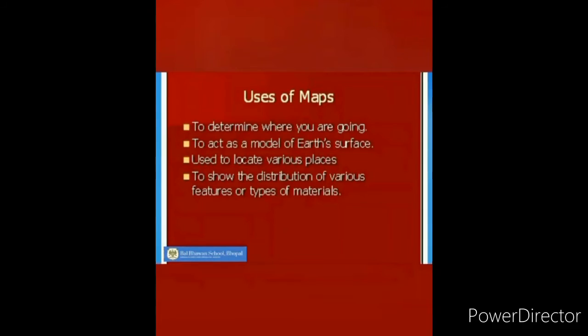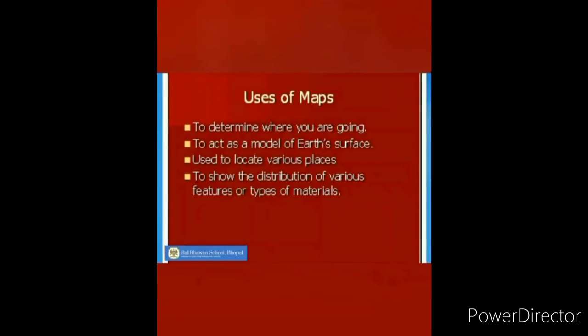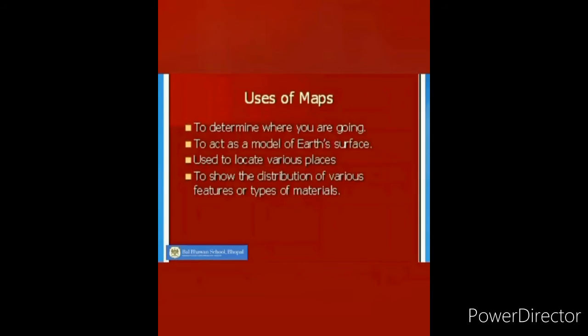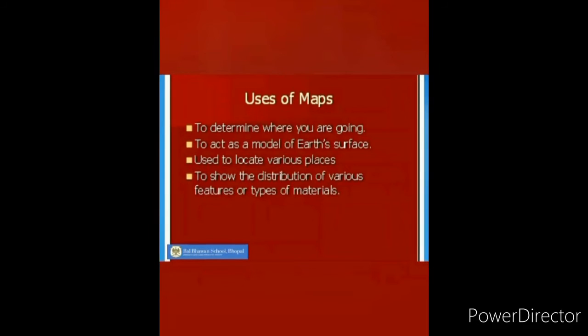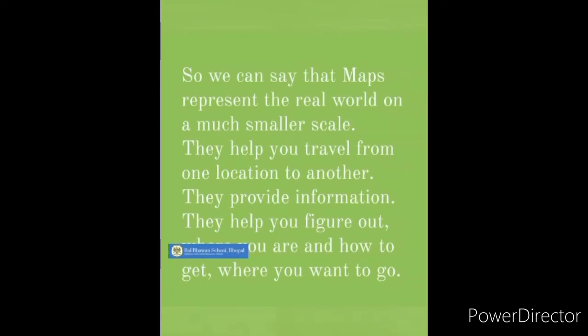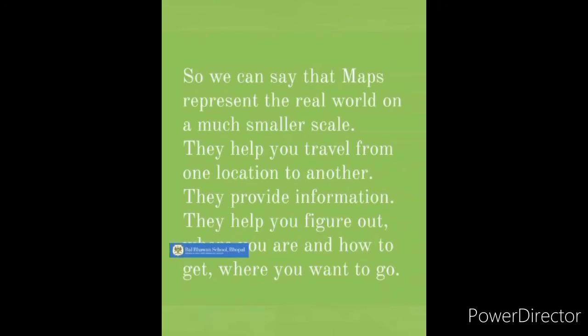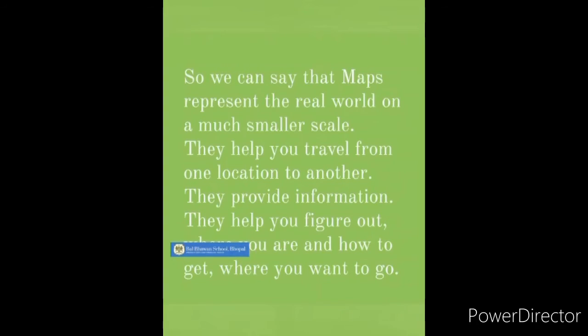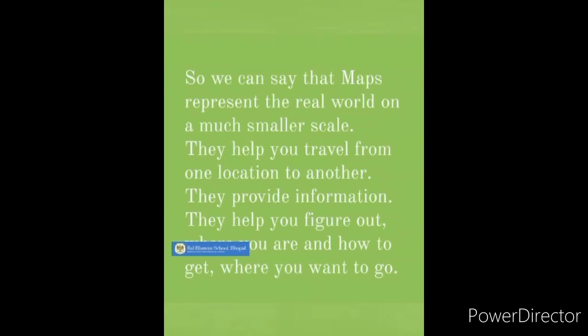So we can say that there are different uses of maps. It helps us in determining where we are going. It acts as a model of Earth's surface and is used to locate various places, and it also shows the distribution of various features or types of materials. So we can say that maps represent the real world on a much smaller scale. They help you travel from one location to another. They provide information. They help you figure out where you are going and how to get where you want to go.